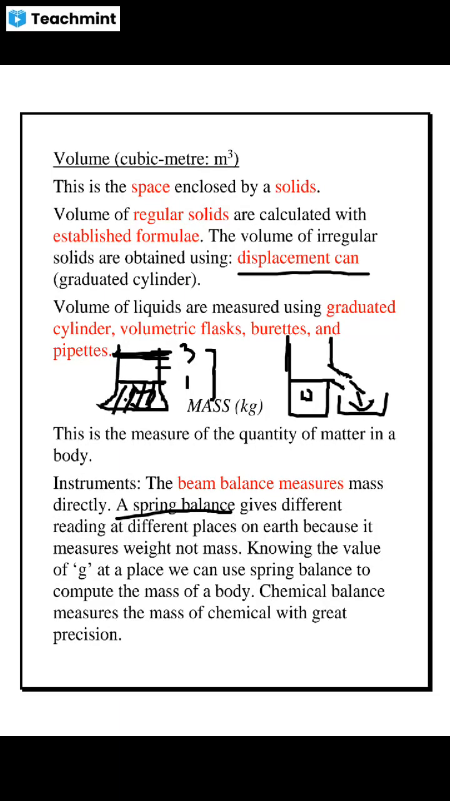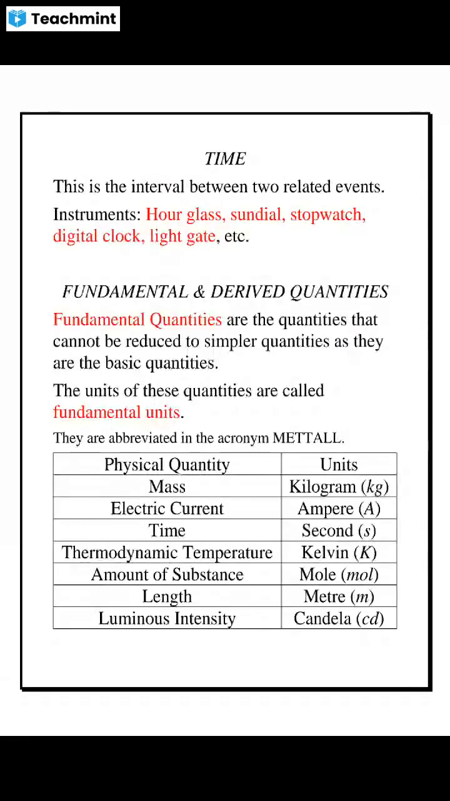For example, if you measure the mass of an object using a spring balance at one location, and you go to another location and measure the same mass, you are going to get different results because the acceleration due to gravity varies slightly on the surface of the earth. So to measure the mass of a chemical, we make use of what we call a chemical balance. You can always read this off. They are just reading stuff.